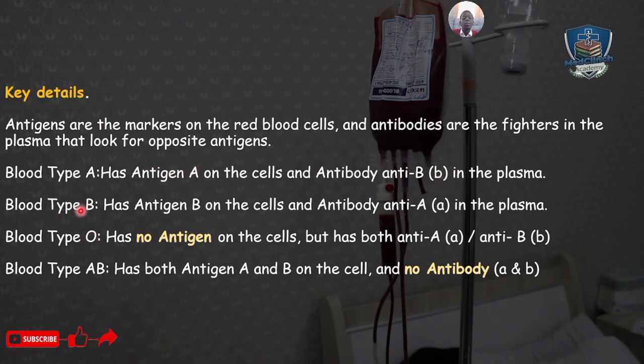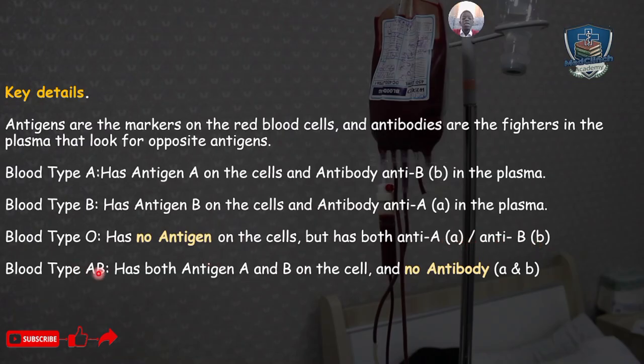The same applies to blood type B. It has antigen B on the cell, whereas it has anti-A in the plasma. Remember, in our introduction, we said that the antigen is found on the cell, whereas the antibody is found in the plasma. Then when it comes to O, there's no antigen on the cell surface. The red blood cells have no antigen, but in the plasma, you can find the antibodies against antigen A and antigen B.